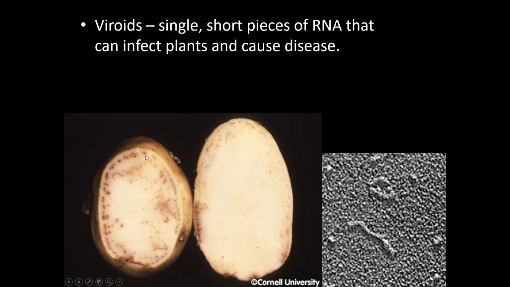It's a little viroid that can cause blighting in a potato. This is the little strand of RNA that causes the problem. This is with an atomic force microscope, so it doesn't look like very much, but that's all there is to a viroid. It's just a little stretch of RNA.